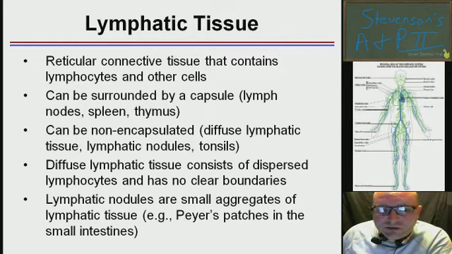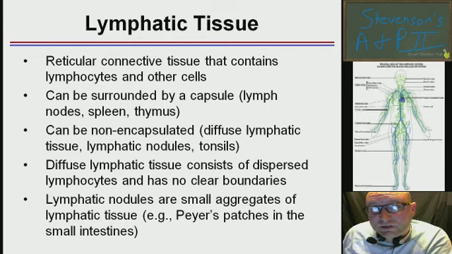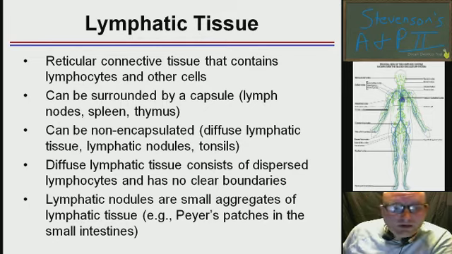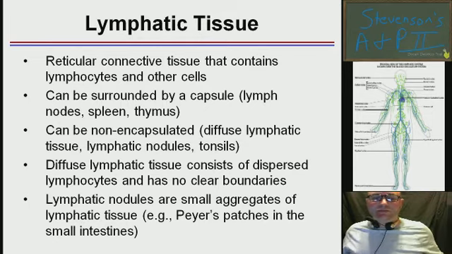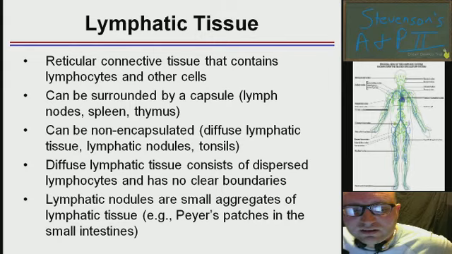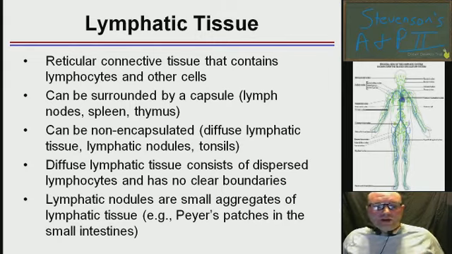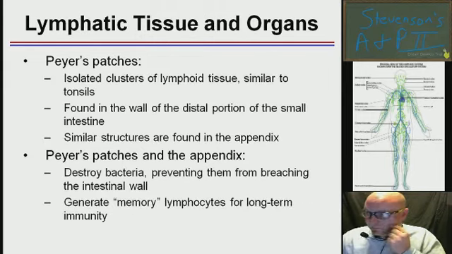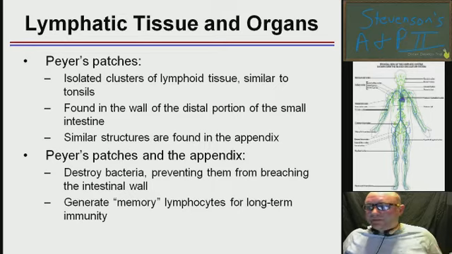Lymphatic nodules are small aggregates of lymphatic tissue, for example, your Peyer's patches. The Peyer's patches are found in the small intestine, and they consist of large groups of lymphatic tissue. They consist of isolated clusters of lymphatic tissue, which are similar to the tonsils that are found in your throat, but they're found in the wall of the distal portion of the small intestine.